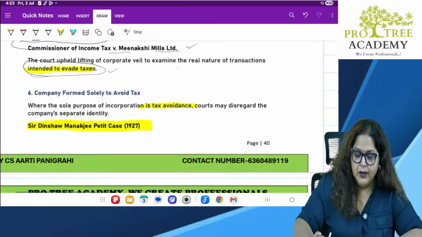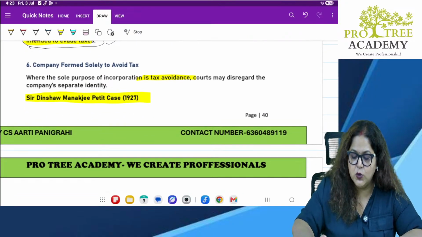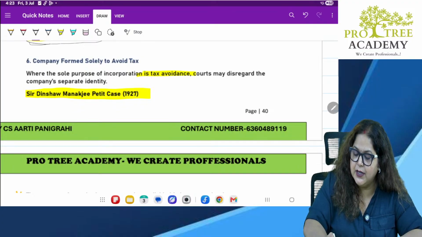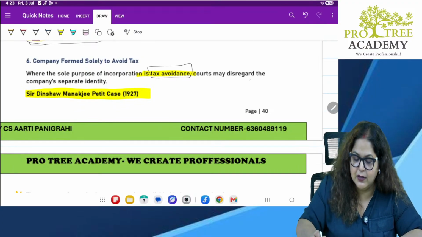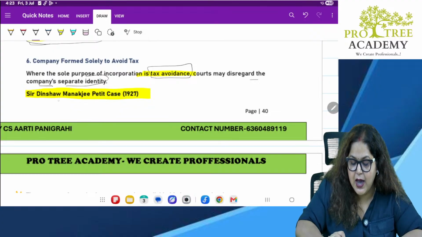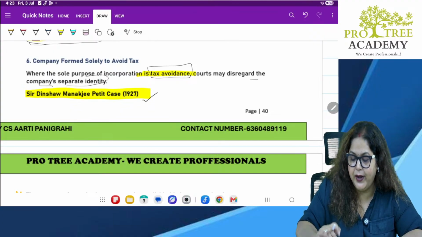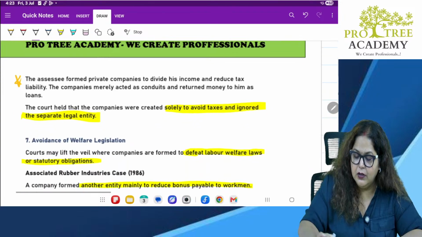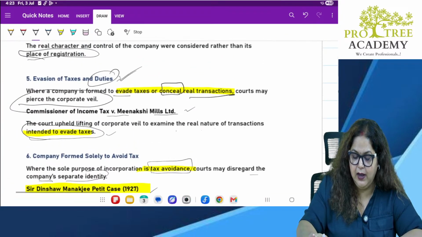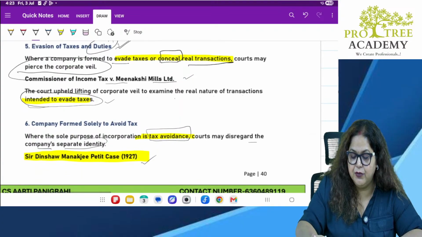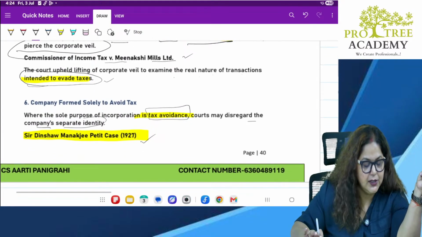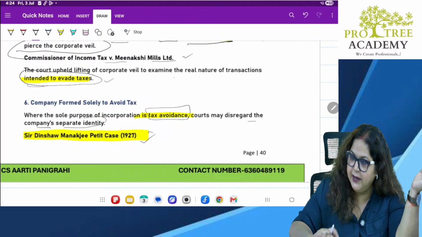Then, guys, a company formed solely to avoid tax, where the sole purpose of incorporation is tax avoidance. Courts may disregard the company's separate identity. Sir Dinshaw Manekji Petit case, 1927. So what happened here, guys? Just to avoid taxes, two cases are here. One, Commissioner of Income Tax versus Meenakshi Mills Limited. Second is the Sir Dinshaw Manekji Petit case, an important case, 1927.